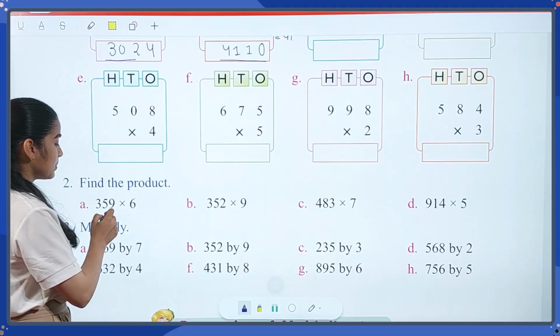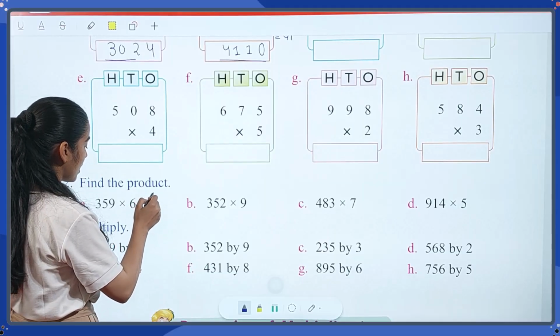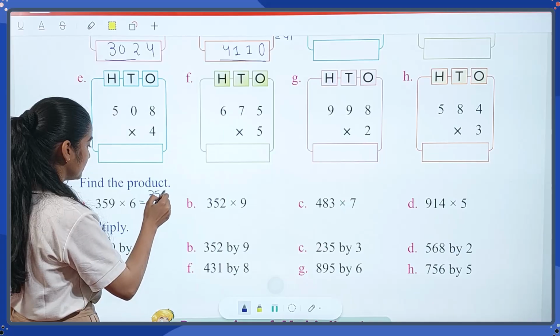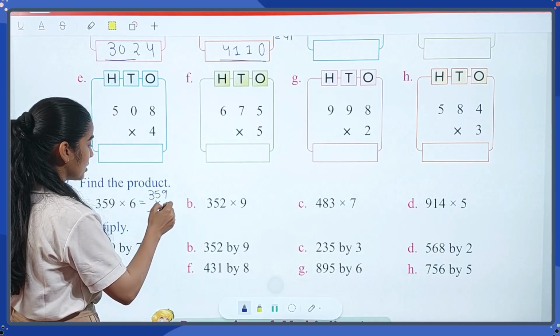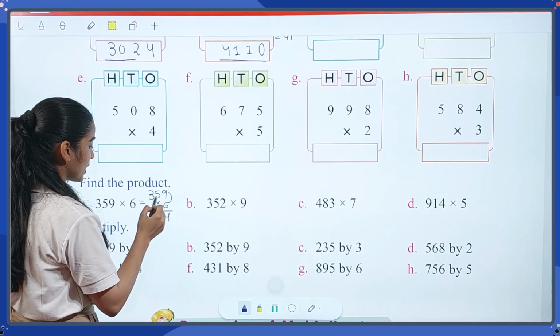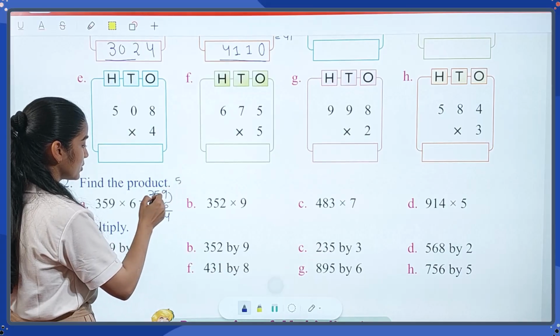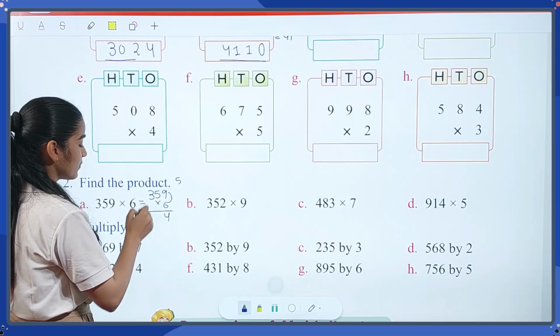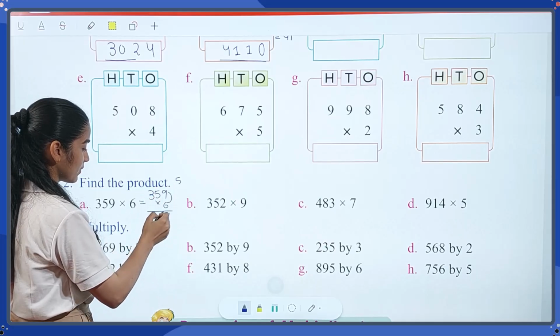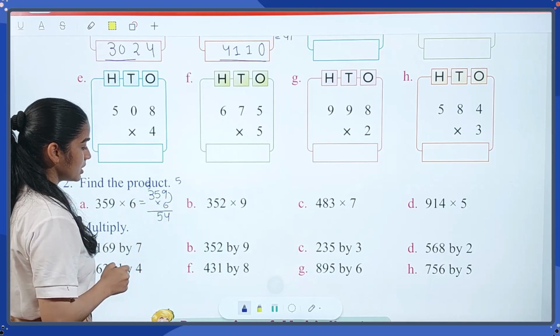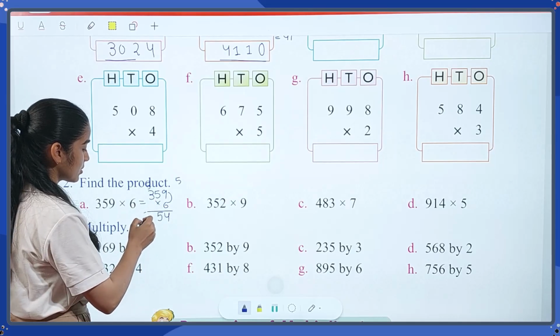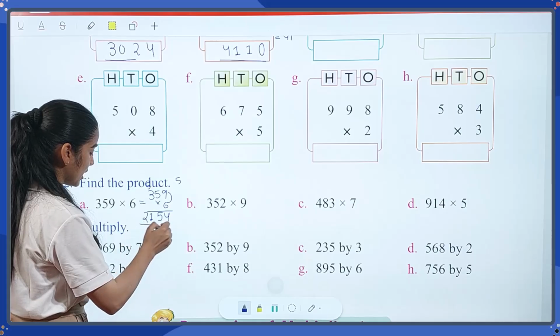Now 9 multiplied by 6 is, first you have to arrange it in a column. 9 multiplied by 6 is 54. So we write 4 here. 5 will be shifted to this. 6 multiplied by 5 is 30. 30 plus 5 is 35. We write 5 here. Then 3. 6 multiplied by 3 is 18. 18 plus 3 is 21. So this is your final answer.